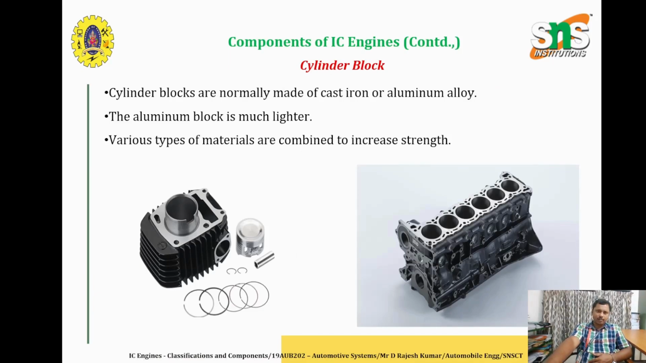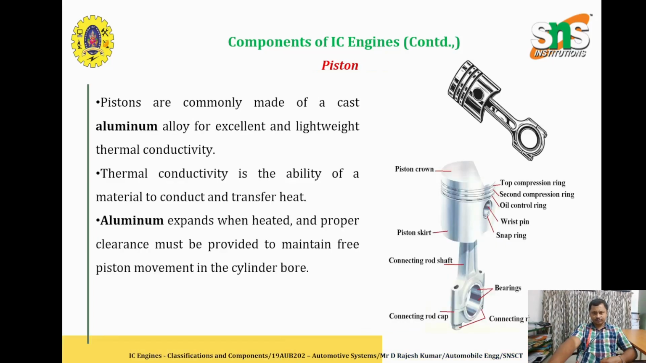The first one is the cylinder block. The cylinder block is normally made up of cast iron, or nowadays in order to reduce weight they are manufactured by means of aluminum alloy. This is much lighter, and the efficiency is improved by reducing the weight. So this type of material is used to increase the strength of the engine.